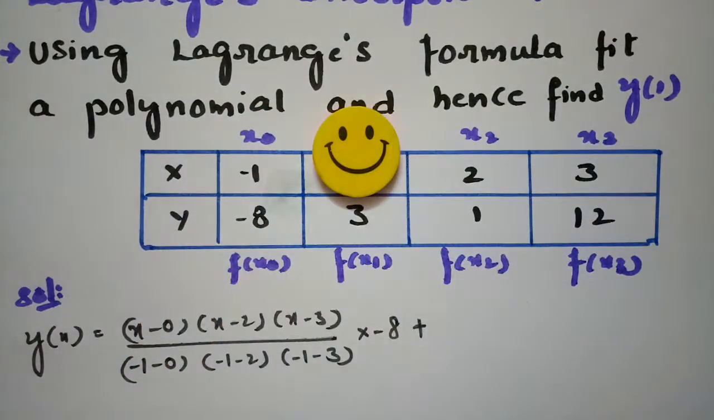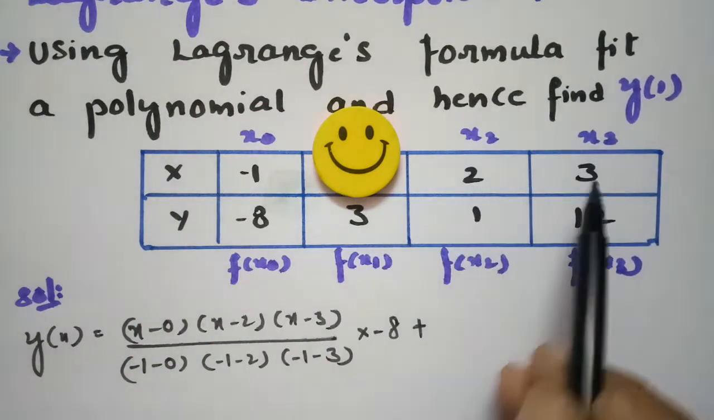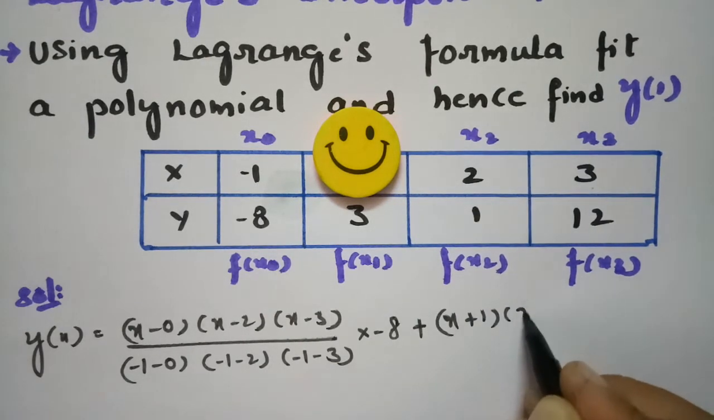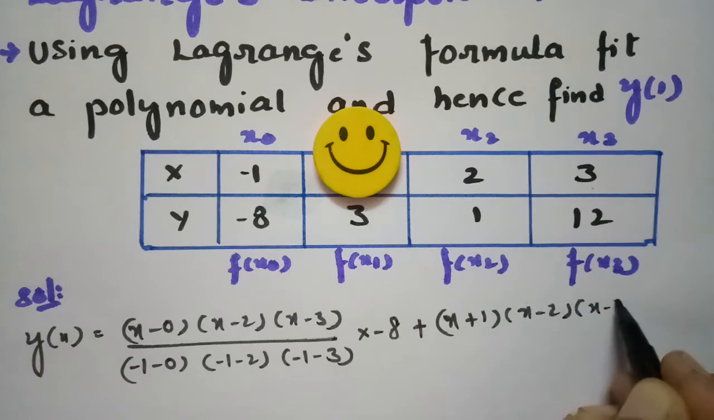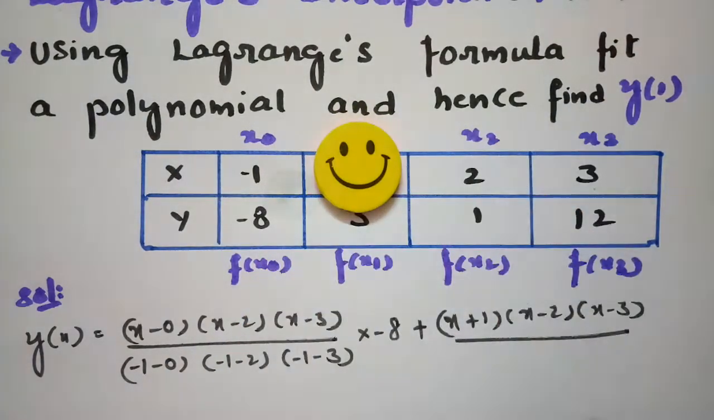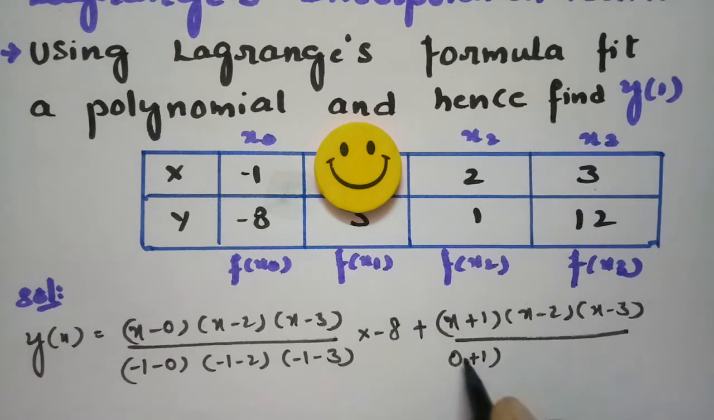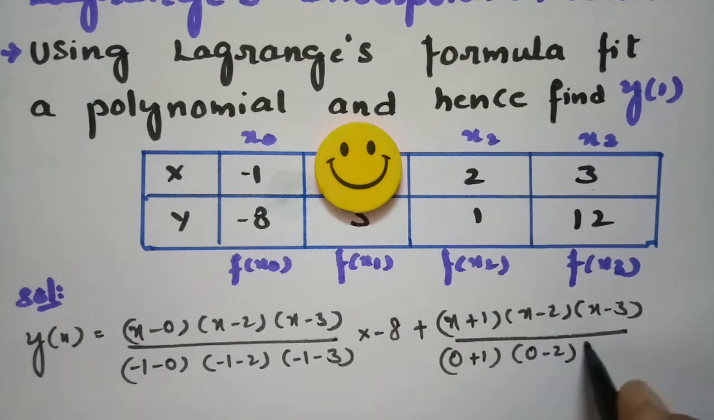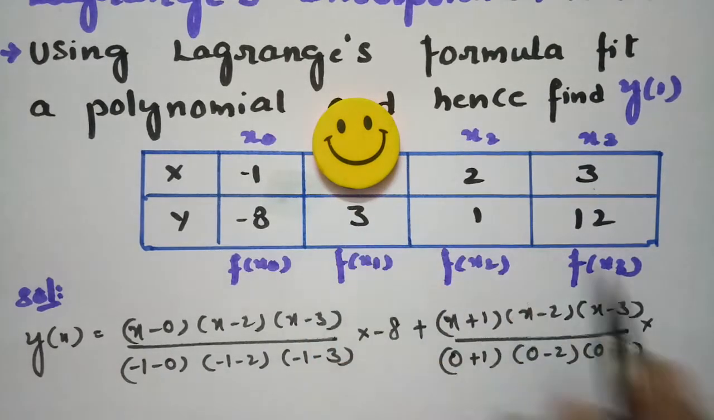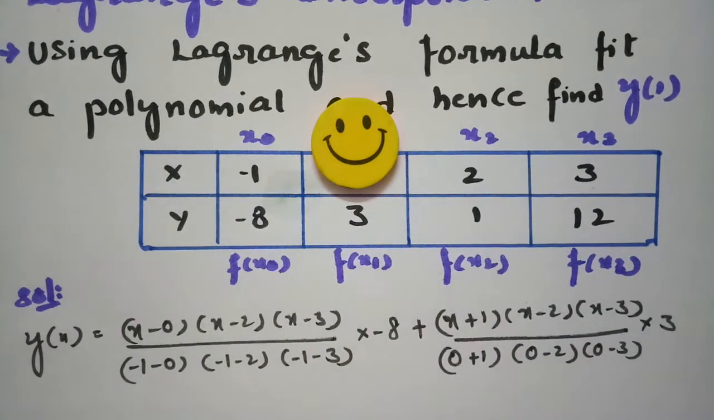Now I am closing this x1. I have to subtract all these three values from x. That is x minus of minus 1, that is x plus 1, x minus 2, x minus 3, divided by, the closed value is 0 here, that is 0 minus of minus 1, 0 minus 2, 0 minus 3, into the corresponding y value here, 3, plus.